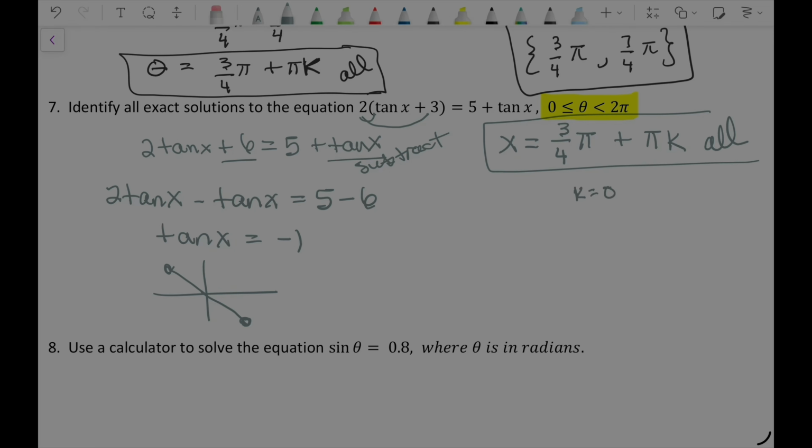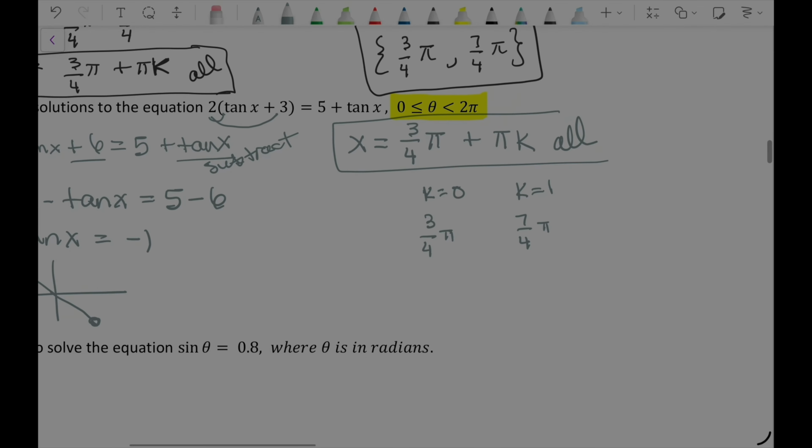If k is 0, we will get 3/4 pi. If k is a 1, we will get 7/4 pi. If k is a 2, we will get 11/4 pi, and that's larger than 2 pi, so we don't need it. If k is a -1, we get -pi/4. That is too small, so we don't need it. So here are our two solutions.